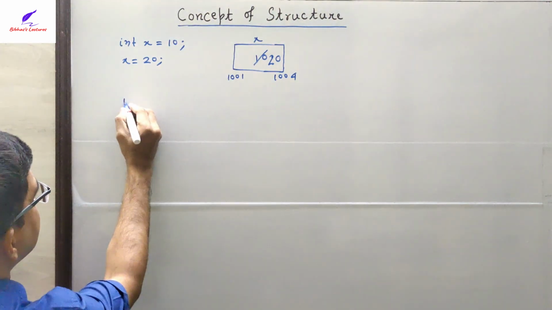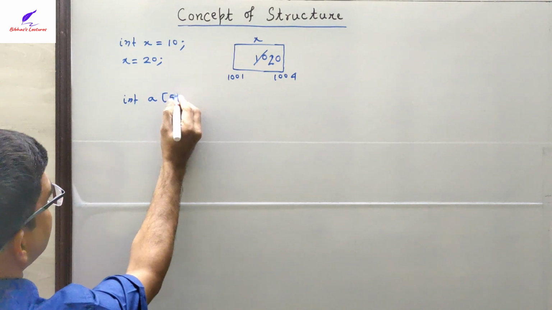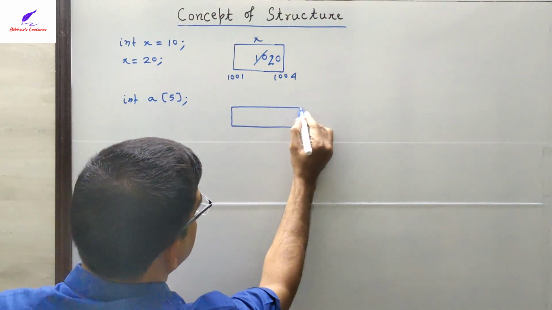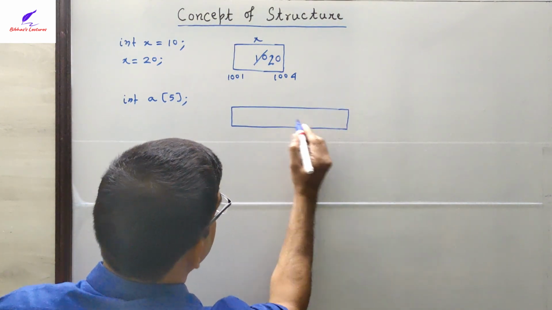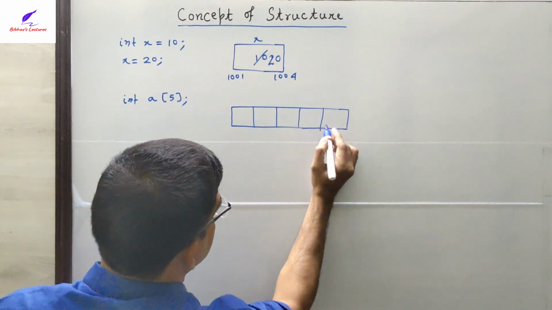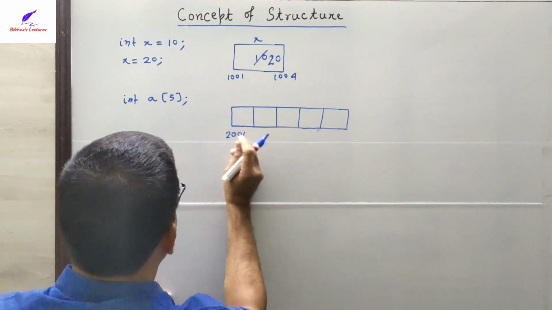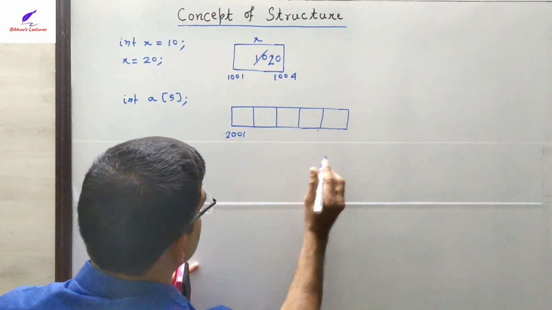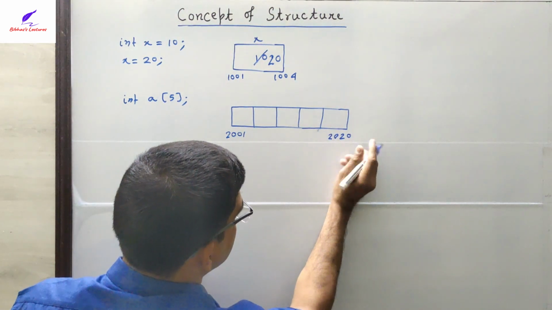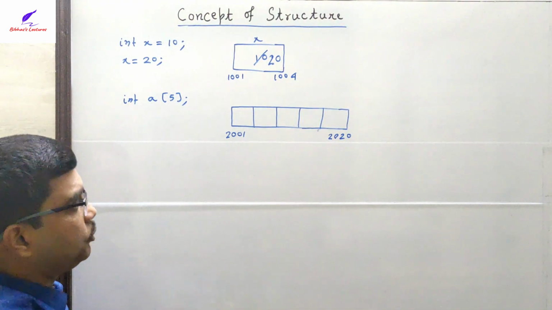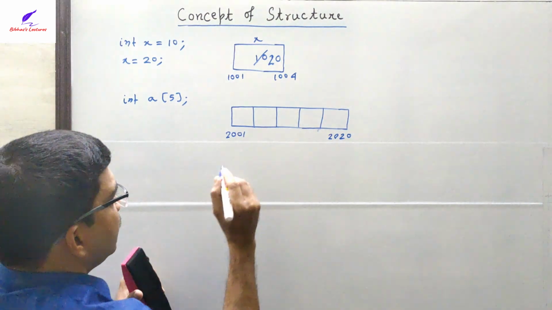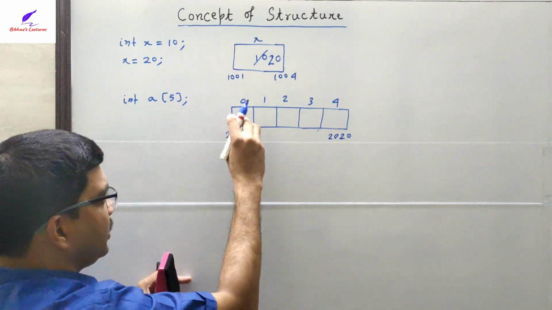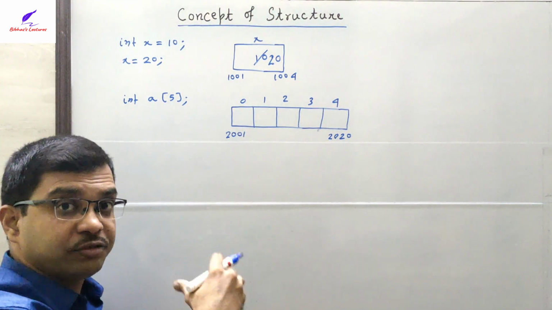For example, I am declaring an integer array a having size 5. The compiler will allocate memory for these 5 integer values. Suppose the memory allocation starts from 2001. For 5 integer values, it will take 5 fours are 20 bytes of memory, so from 2001 to 2020 it will reserve 20 bytes of memory, and then it will store values into this memory. But all the values have to be of the same data type. That means if you want to store values into this array, all these values have to be of integer type.